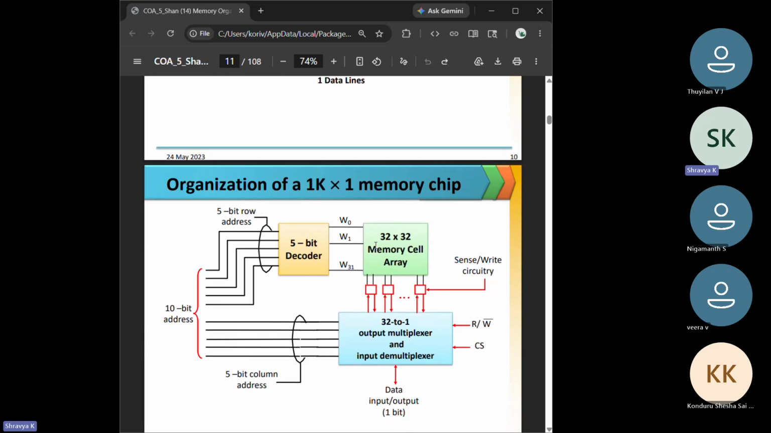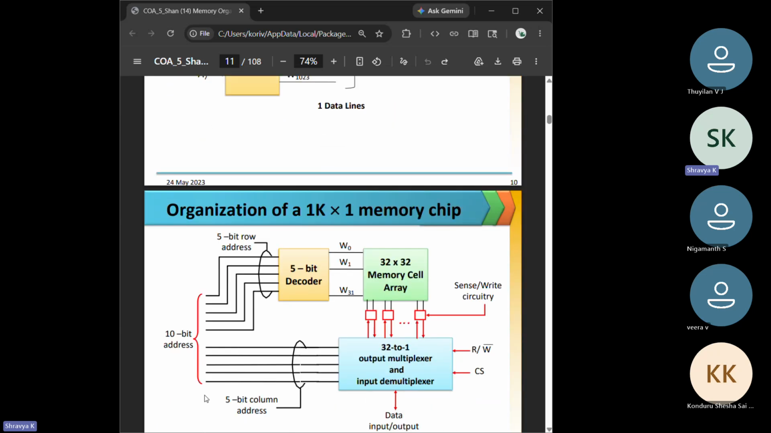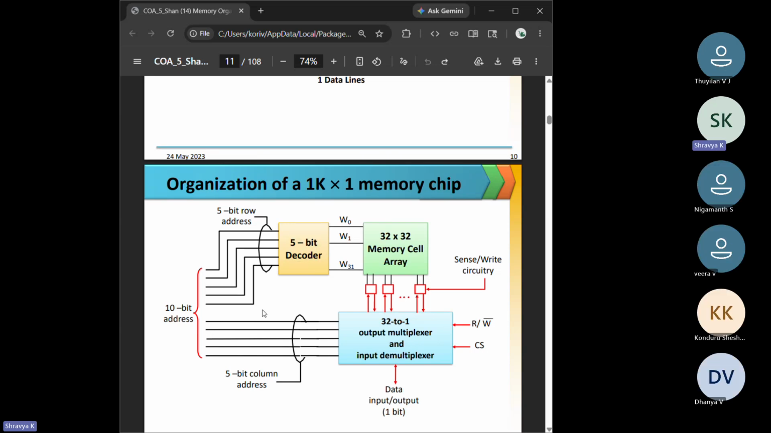So this is a somewhat better organization of the same 1024 bits, made into this array. This 32 by 32 memory cell array is formed with the same 1024 bits. And you manage to access all of this with a 10-bit address. What you do is take the first 5 bits of the address and put them into the decoder, and you get 2 to the power 5, so you can find 32 words or 32 rows. So you're done with the 32 rows, but what about the 32 columns, right?